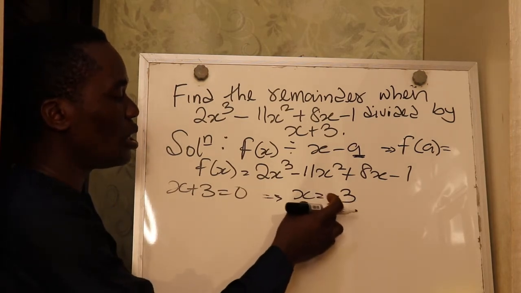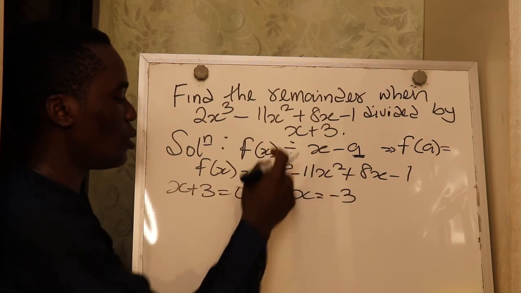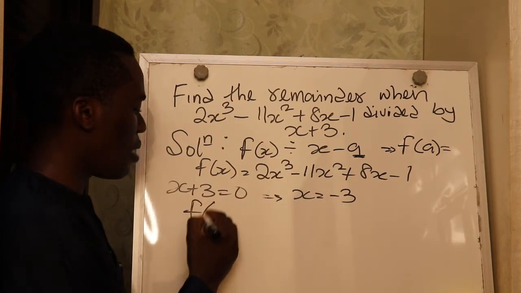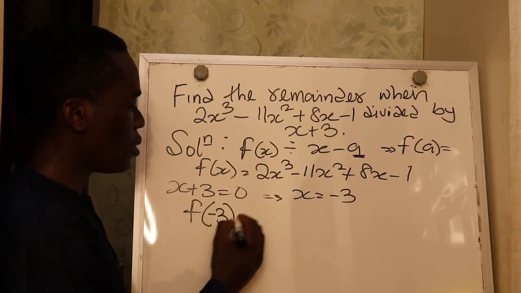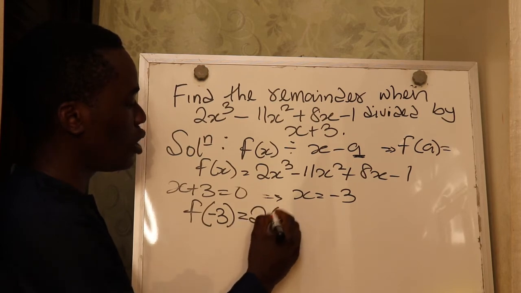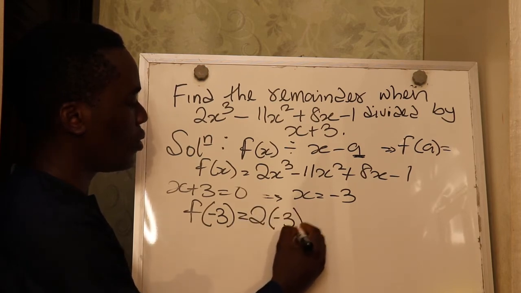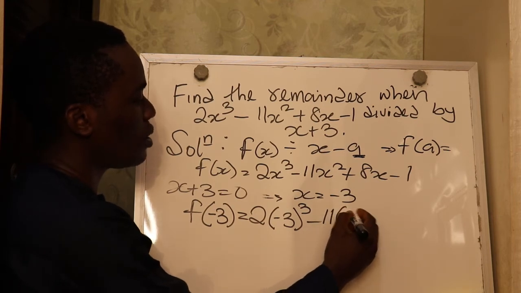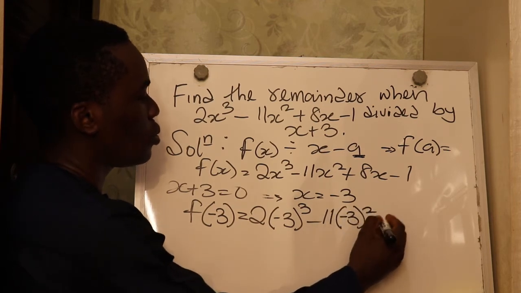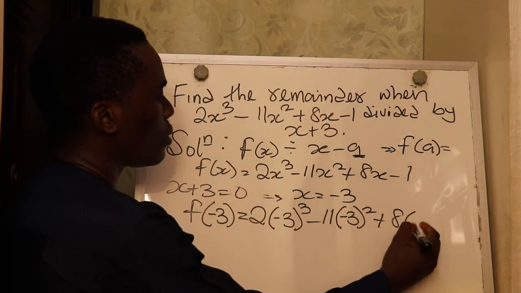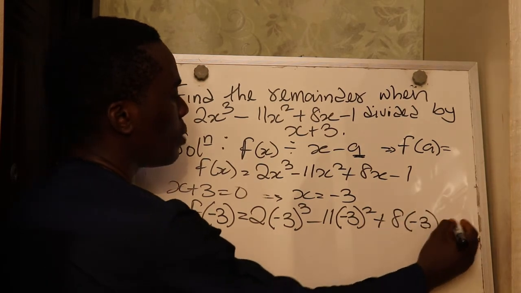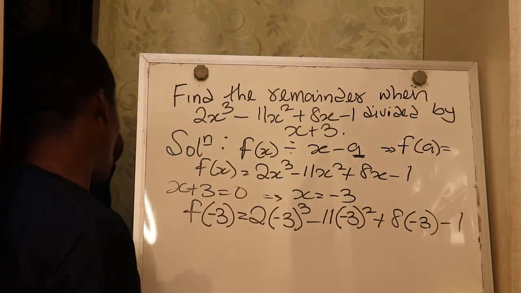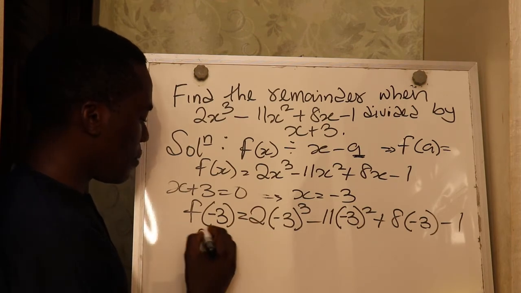Now all we need to do is to slot in the value of x into this initial equation. So our f(-3) will now be equal to 2 into bracket minus 3 raised to power 3, minus 11 into bracket minus 3 raised to power 2, plus 8 into bracket minus 3, then minus 1. Now we want to simplify further.